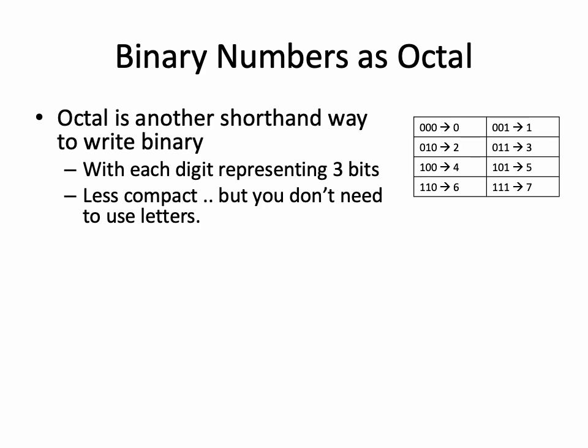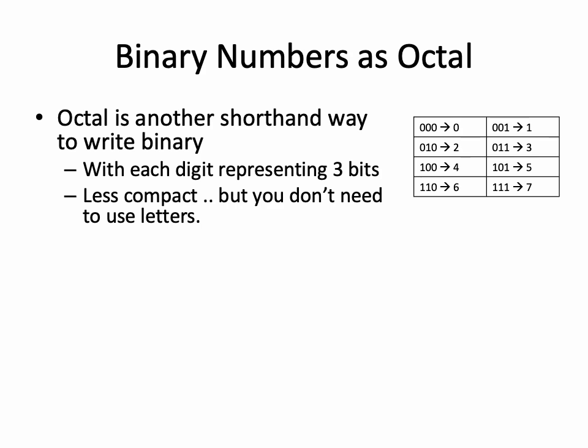The last base I'm going to talk about is octal. Octal is another way to write binary. So remember, hexadecimal is 16, and 16 is 2 to the 4. So that's why you use four bits, and then it would turn into a single digit in hexadecimal. Octal is 8. 8 is 2 to the 3rd. So you can take 3 bits and then turn that into an octal digit. It is less compact than hexadecimal, but you don't need to use any letters.